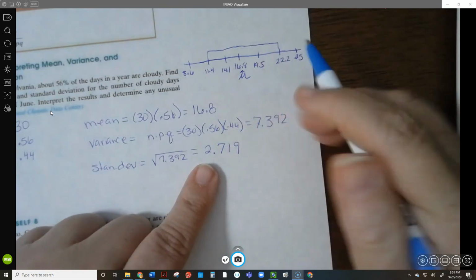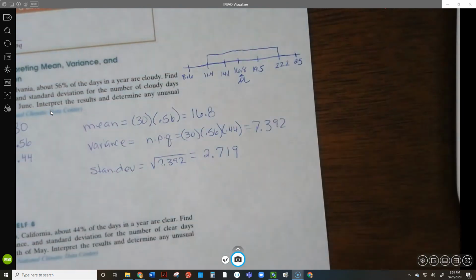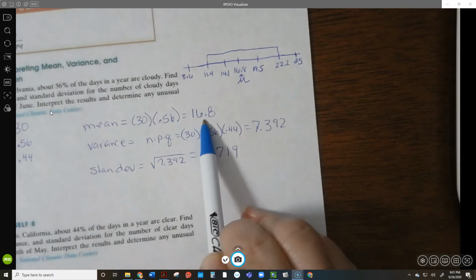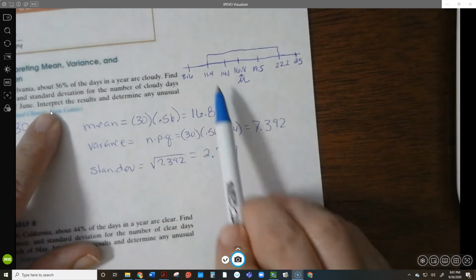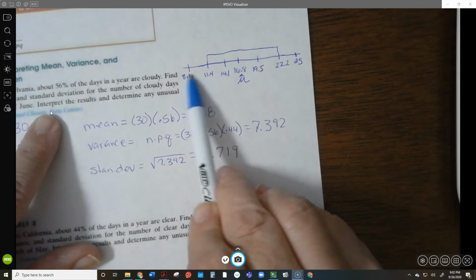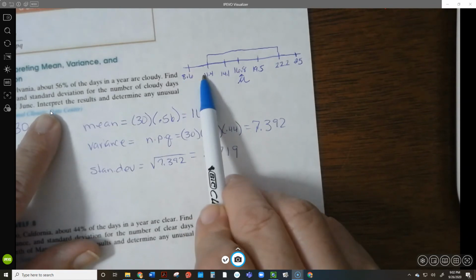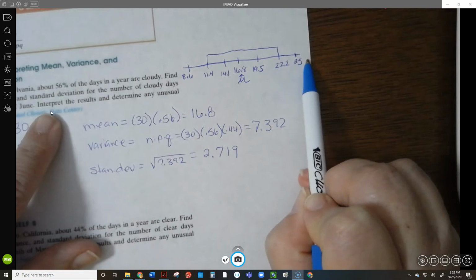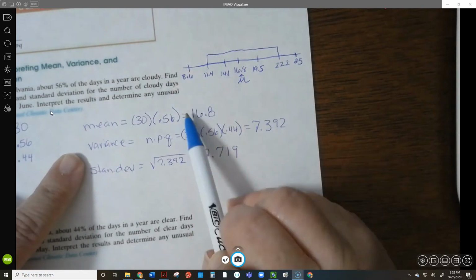Okay, so from here to here, this is usual. Anything beyond here is unusual. So the average is 16.8. This is the number of days of cloudy. So 16.8 days is cloudy. Anything fewer than 8.6 to 11, since we're talking about days, we'll say 8 days to 11 days is unusual. Anything beyond 22 days to 25 days, that's unusual. Anything greater than 25 days is very unusual, and anything less than 8 days is very unusual.